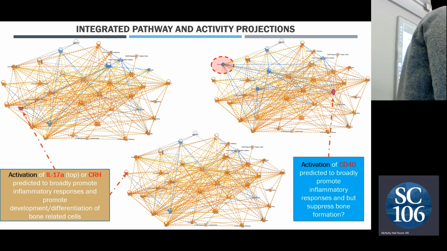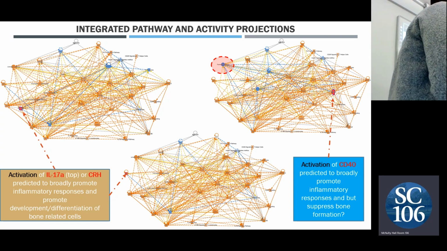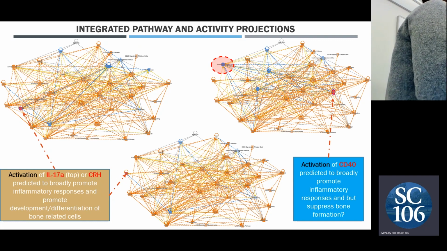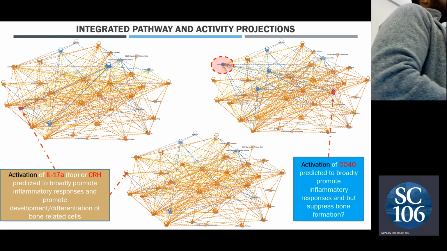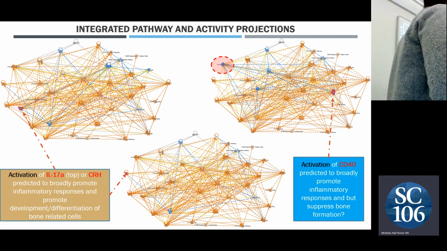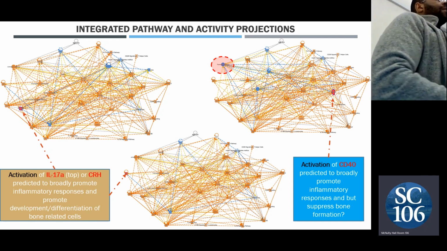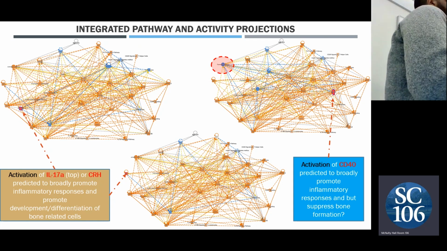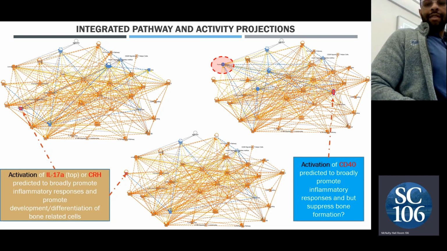Most interestingly, when we activate CD40, a co-stimulatory receptor expressed on T cells, B cells, and antigen-presenting cells, we see the same general context of broad inflammatory activation. However, we also observe inhibition of bone formation, osteoblastogenesis, which is in contrast to the other pro-inflammatory markers that I've identified here, which would otherwise activate those pathways.